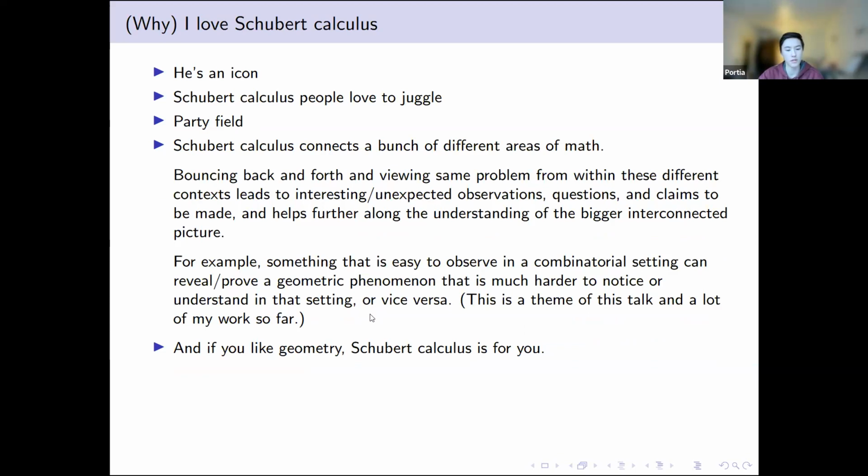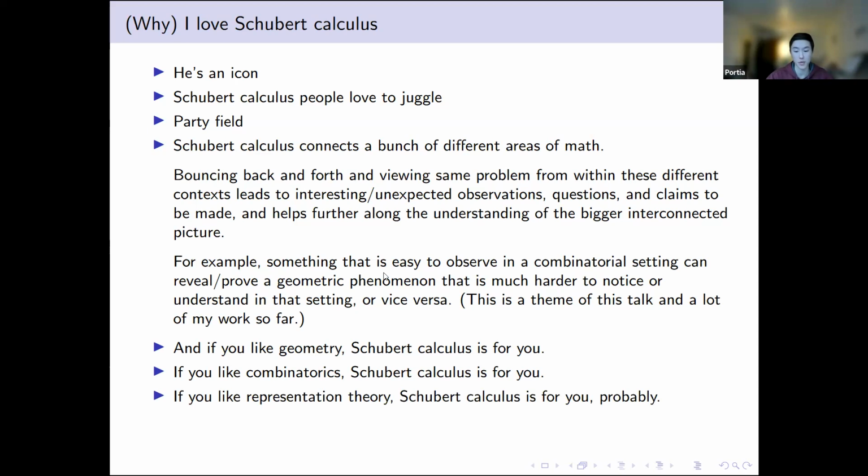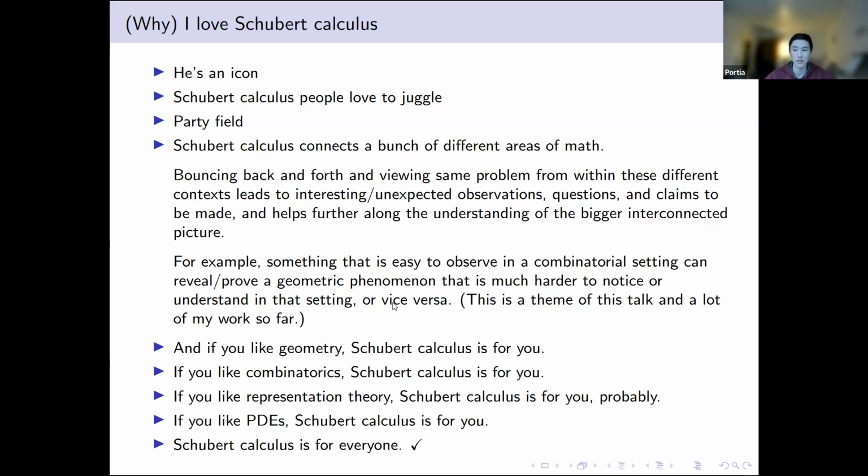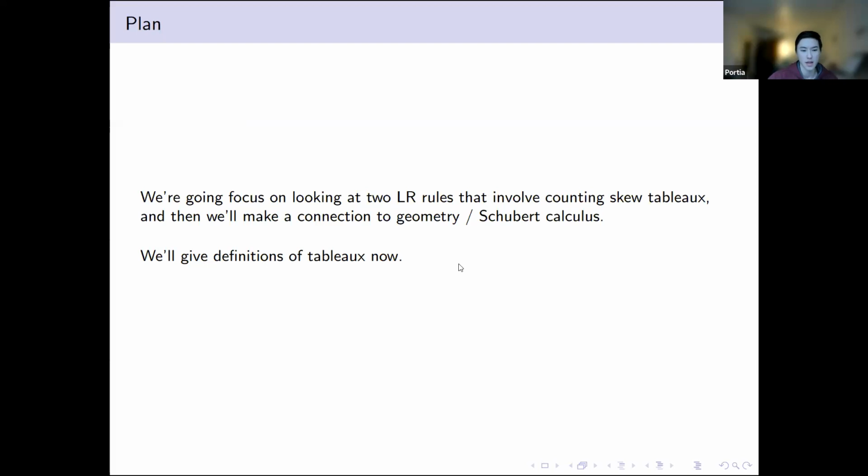Okay. Oh, and if you like geometry, Schubert calculus is for you. If you like combinatorics, Schubert calculus is for you. That's for sure. If you like representation theory, Schubert calculus is for you, probably, because I can't speak for them since I don't know representation theory. But if you like PDEs, Schubert calculus is for you. Schubert calculus is for everyone. So guys, if I do get a job, I'll be here waiting for you to come to Schubert calculus. You can take up a new interest, right?